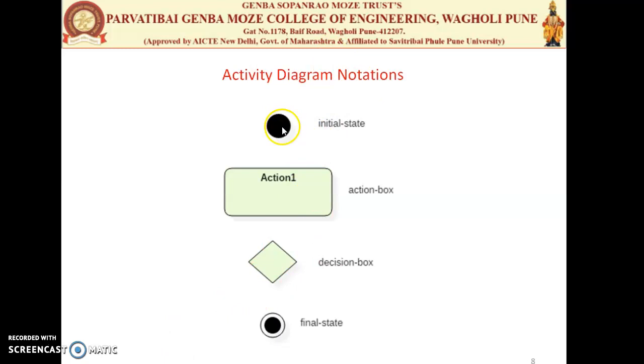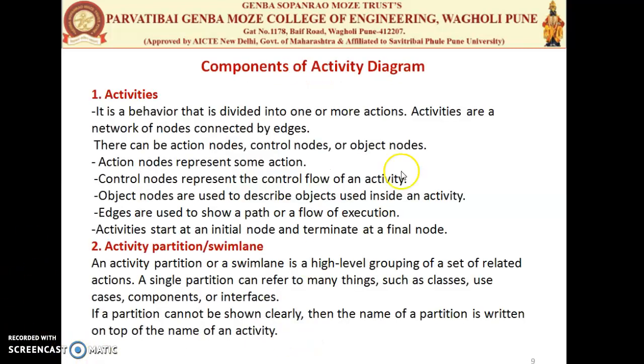One solid dot called the initial step, one action box, that is also called the activity. Any functionality can be noted as an activity. Third is the decision, that is, if there are a number of alternative ways available, you have to draw the decision box. And the fourth one is the final state, that is a solid dot over a circle. So now let's see the components of the activity diagram.